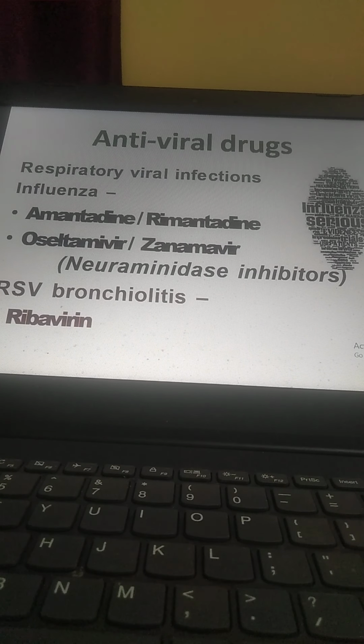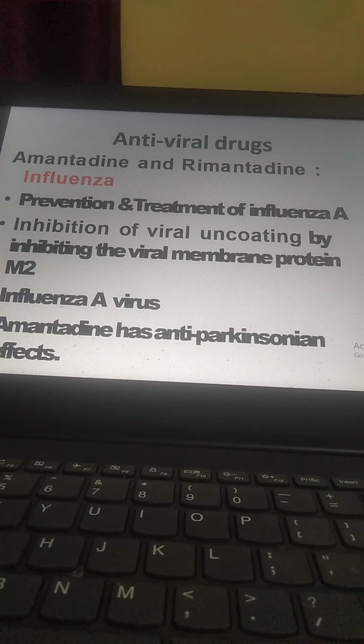Amantadine and rimantadine are used for influenza prevention and treatment of influenza A, by inhibition of viral uncoating. They inhibit the viral uncoating stage by inhibiting the viral membrane protein M2 of influenza A virus. Amantadine also has anti-Parkinsonian effects. I have already given the lecture on anti-Parkinsonism; amantadine is used in Parkinsonism.